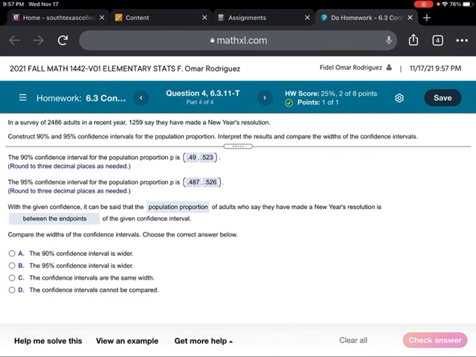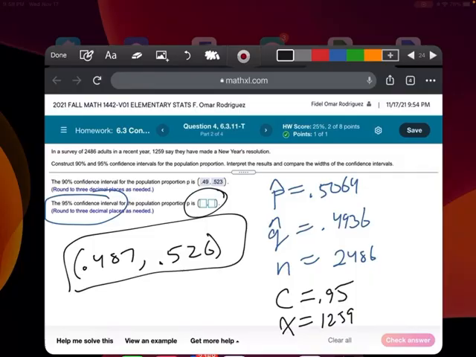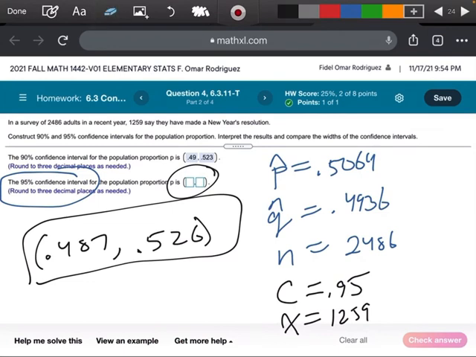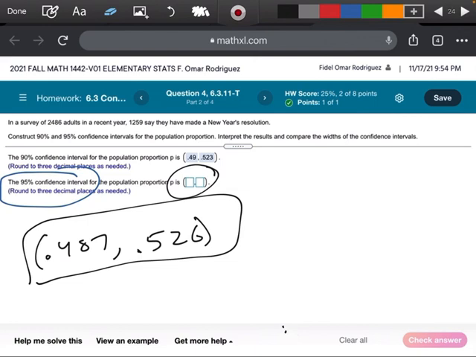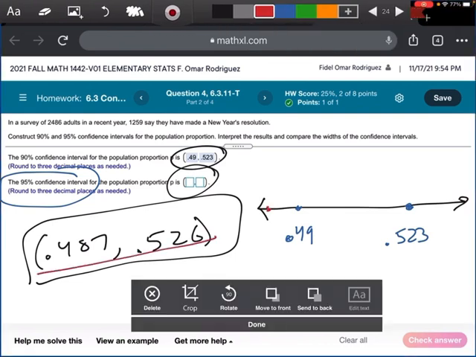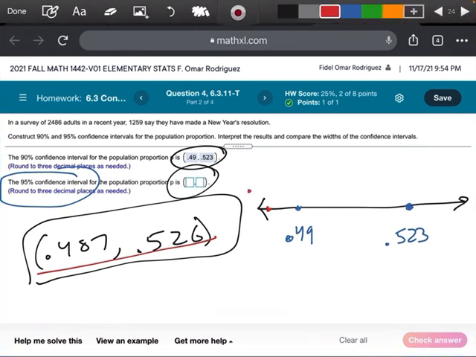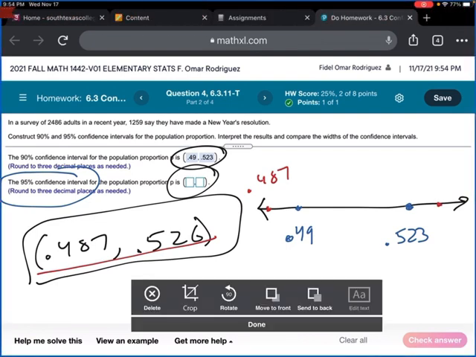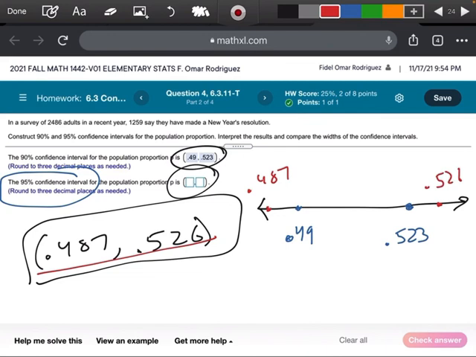And okay, now we want to know which interval is wider. So look, this is what I do. I'm going to clean up some of this mess because we don't particularly need it, and I'm going to draw a number line right here, okay? I'm going to do this one in blue. So let's go 0.49 right here, and right here, let's say that is 0.523. Now, I'm going to do these in red. 0.487 is actually smaller than 0.49, and 0.526 is actually bigger than 0.523.